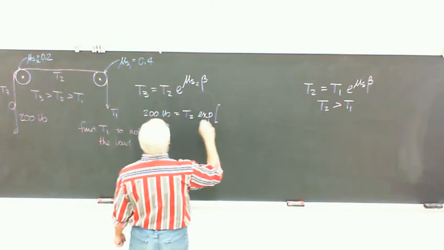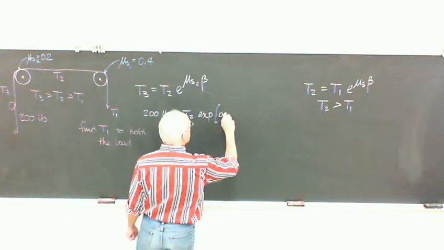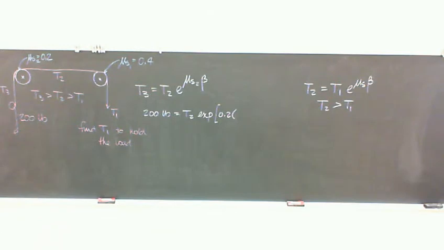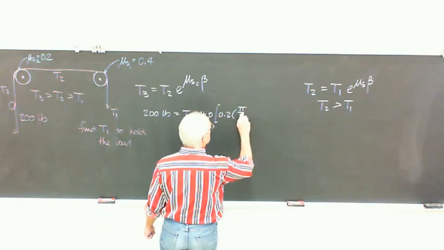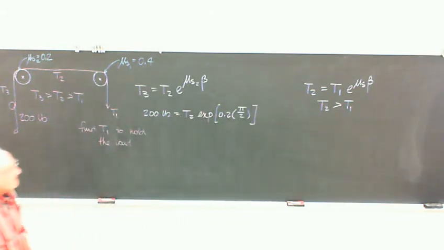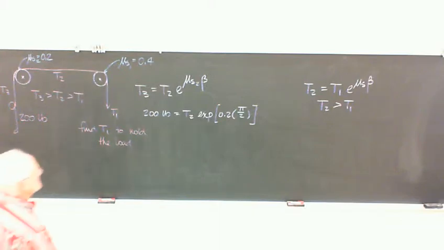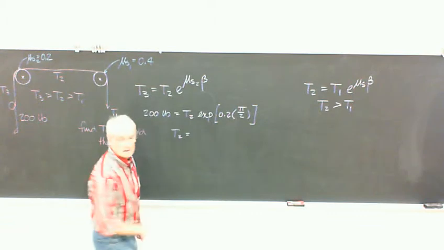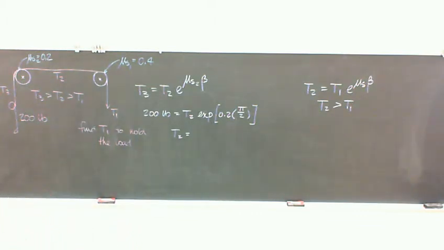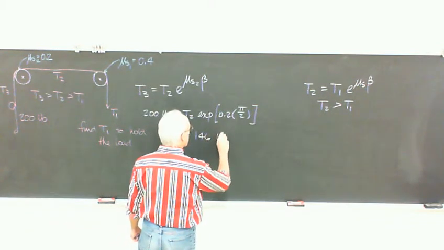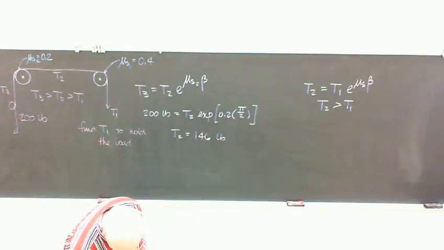Mu S 2 is 0.2. What did you put in for beta? Pi over 2. Not 1 quarter, because it's not the number of wraps, it's the wrap angle in radians. So it's pi over 2. And you can just do that straight on the calculator. You should be able to get T2 is 146.